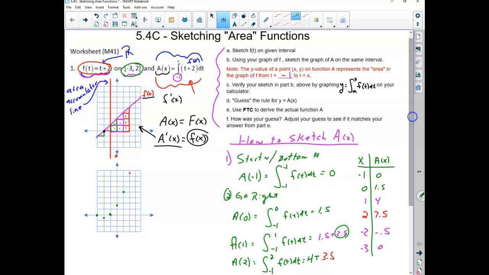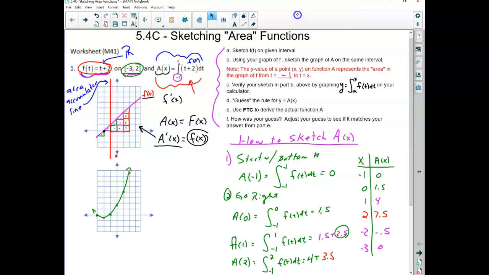And if I look, I can see that that would have been the vertex of my parabola. Now, obviously, it's going to continue on that way, and it's going to continue on that way. It's going to go up. But we are just looking at this little piece of it. So then we're going to verify our sketch in part B above by graphing y equals the integral.